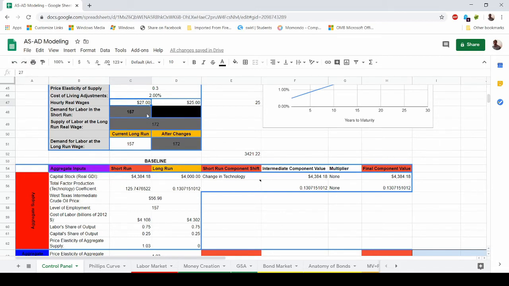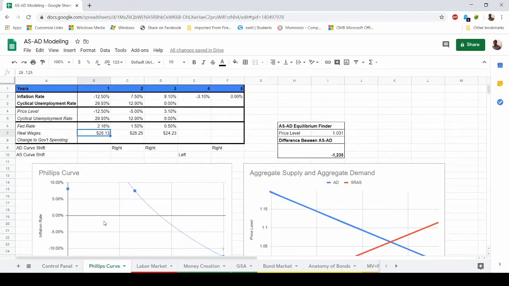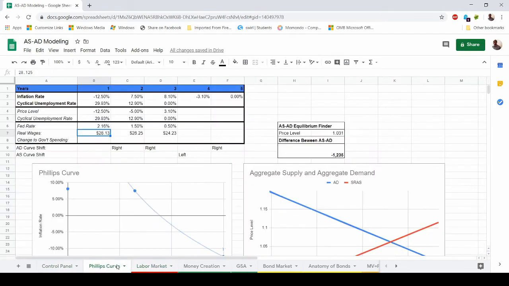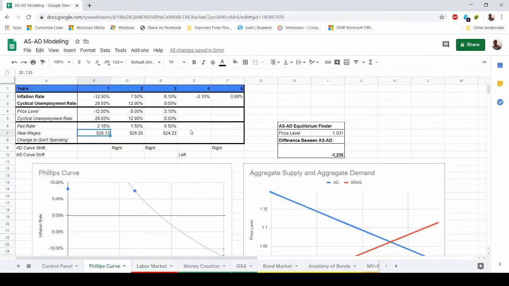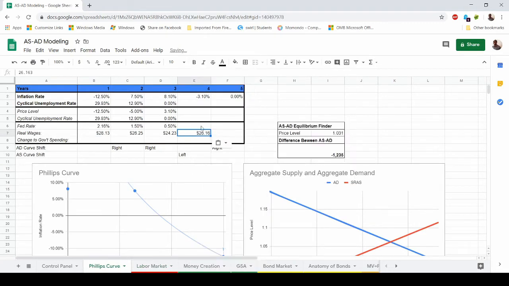Okay. And let's make sure that negotiation was actually successful in raising their real wage above where it was before. And yes, it is. At $26.16, that is a higher value for real wages than what's going on in year 3. So we're going to paste that value here. The federal funds rate did not change, so we're still talking about 0.5%. Perfect. And now let's find out what the new equilibrium level of output is for the economy.